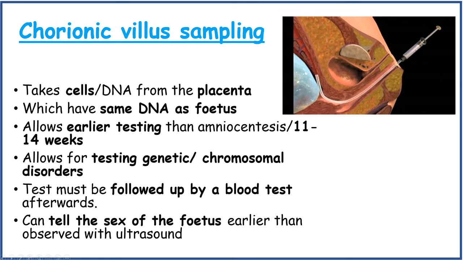So chorionic villus sampling takes cells or DNA from the placenta, which have the same DNA as the fetus, and it allows earlier testing than amniocentesis, from 11 to 14 weeks. It allows for genetic testing of chromosomal disorders. Tests must be followed up by a blood test afterwards, and you can also tell the sex of the fetus earlier than observed with ultrasound.